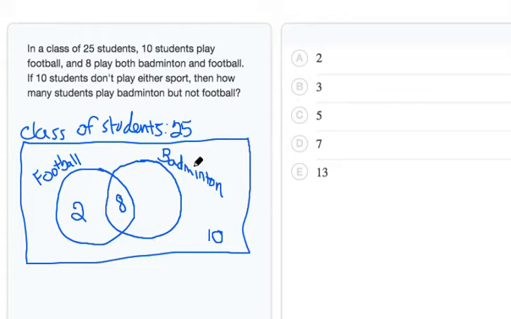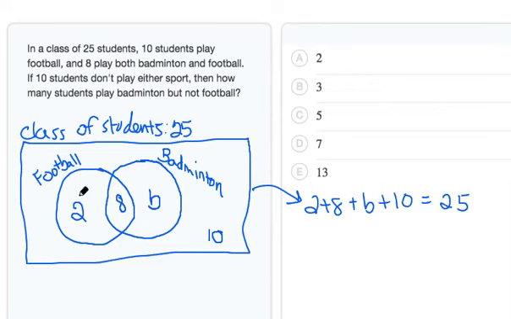And since we're asked to find that, let's go ahead and give it a variable name. Let's call it B for badminton. And we're actually able to set up an equation involving our variable B. Since the sum of these total numbers should equal the amount of students in our class, we can set up the following equation. 2 plus 8 plus B plus 10 should equal 25. That's summing our entire class. They should all be equal.